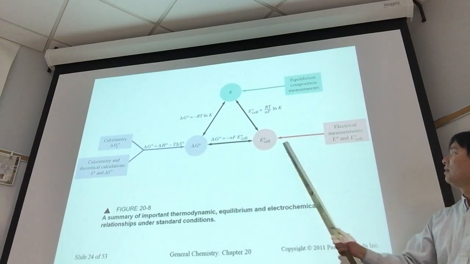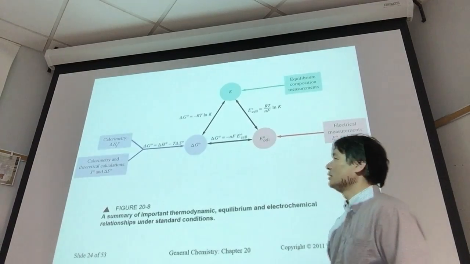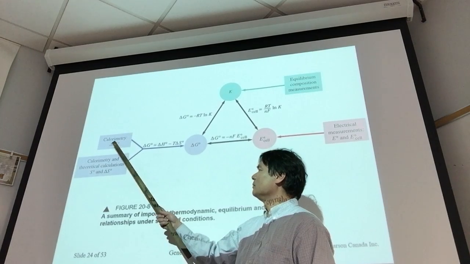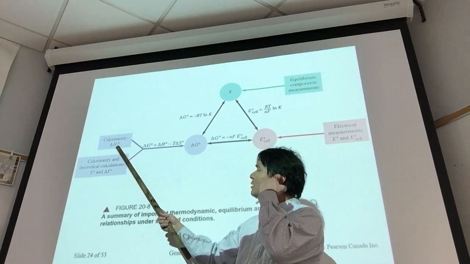Experimentally, we can measure the cell voltage using a voltmeter. Or we can calculate these things theoretically, just by going into the book, Appendix D. Appendix D data comes from calorimetry.